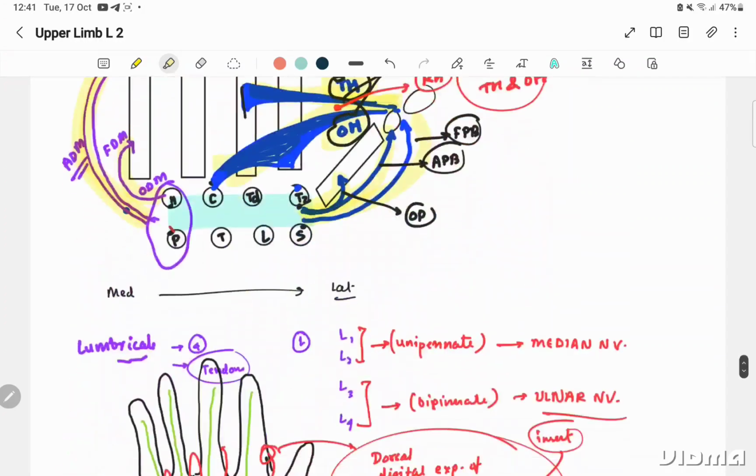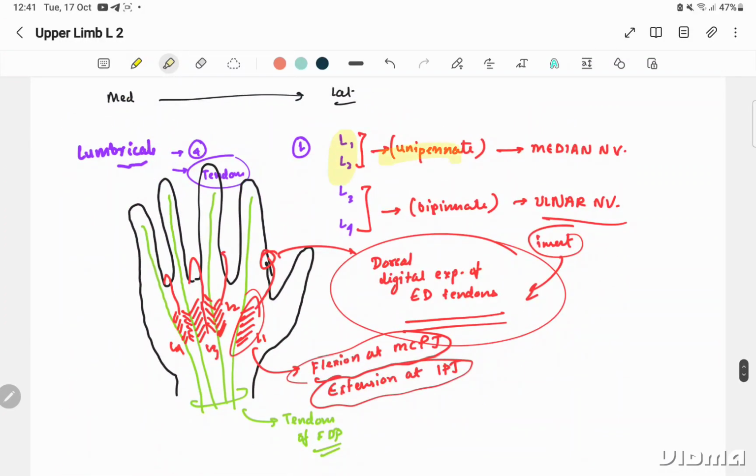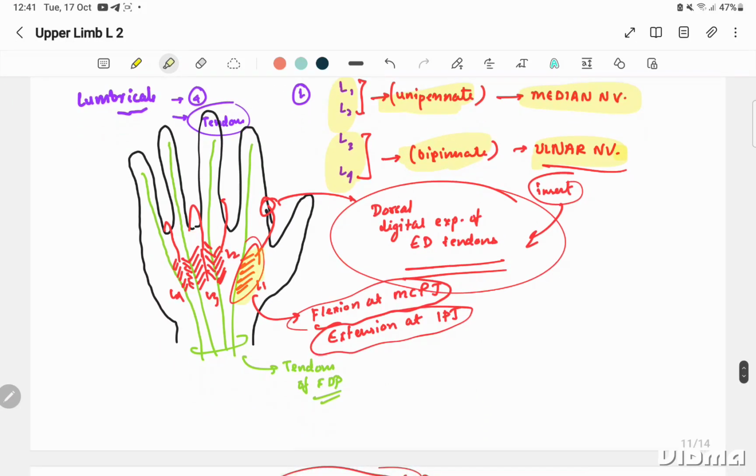Okay, 4 lumbricals: L1 and L2 are unipennate, supplied by the median nerve. L3 and L4 are bipennate, supplied by the ulnar nerve. L1 is attached to the dorsal digital expansion of the ED tendon. All are inserted to the dorsal digital expansion of the ED tendon. L2 is unipennate, attached here. L3 is bipennate, attached here, and L4 is bipennate, attached here.